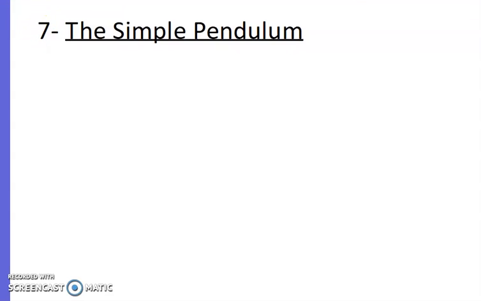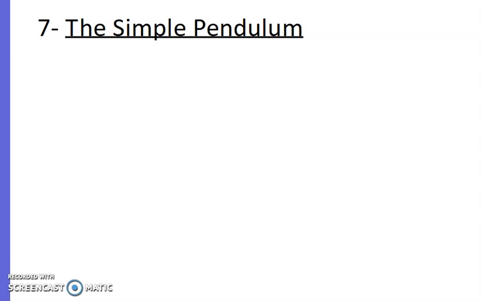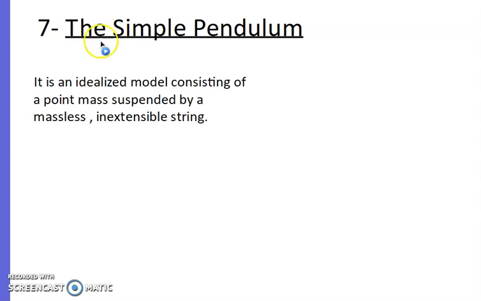In this video, I am going to explain the mechanical oscillation of a simple pendulum. This is part of chapter 4, Mechanical Oscillations. But what is a simple pendulum? In reality, a simple pendulum is an idealized model consisting of a point mass suspended by a massless inextensible string.